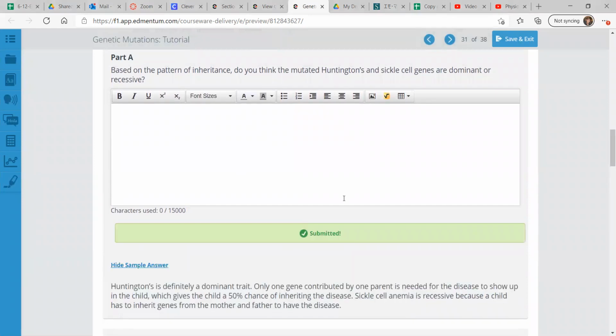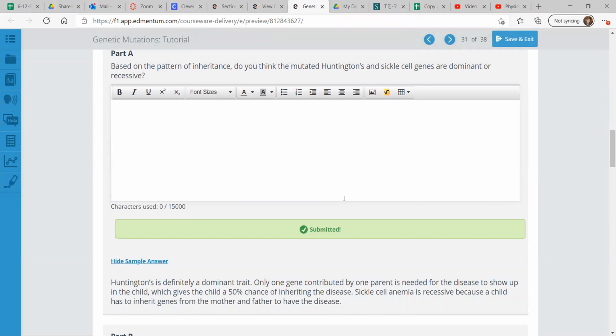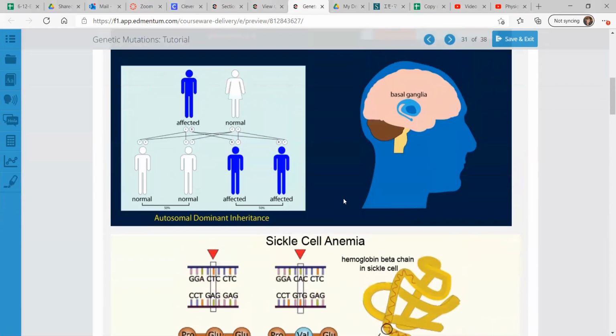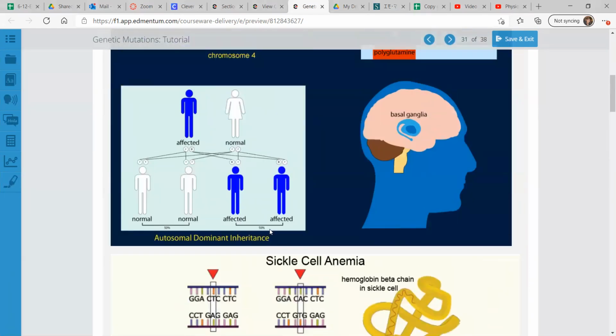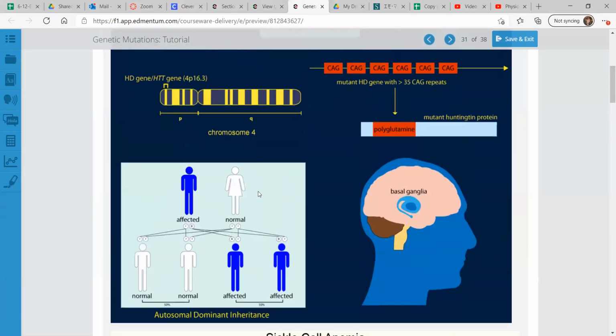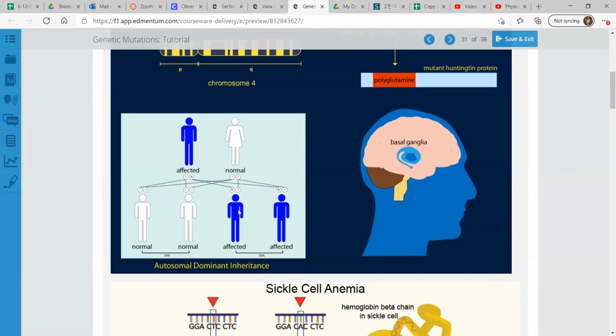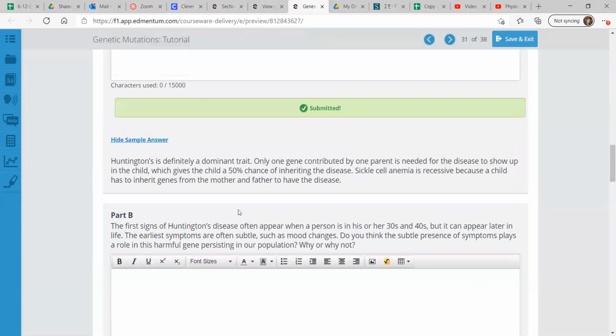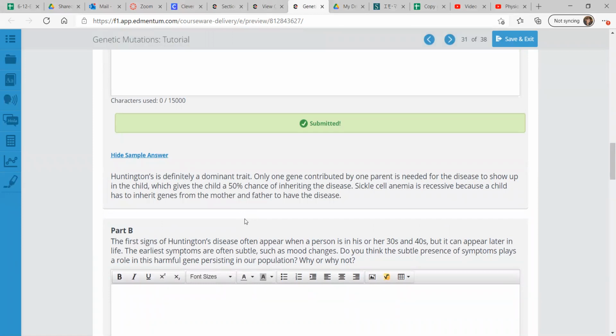Based on the pattern of inheritance, do you think the mutated Huntington's and sickle cell genes are dominant or recessive? Well, Huntington's is dominant because the rate of inheritance is much higher, 50%. So that is a dominant trait. Only one gene contributed by one parent is needed for the disease to show up in the child, which gives the child a 50% chance of inheriting the disease. Sickle cell anemia is recessive because a child has to inherit genes from the mother and the father to have the disease. So that's statistically less likely to happen than the Huntington's dominant trait.